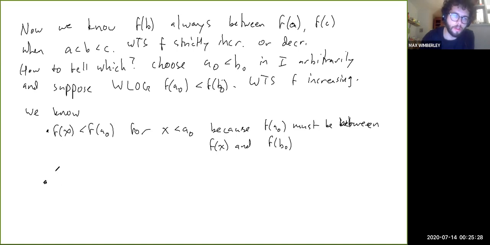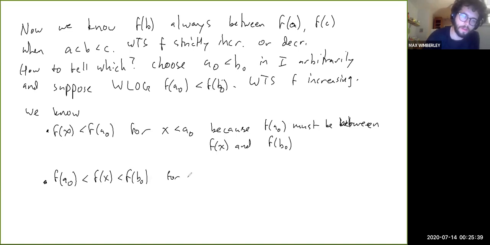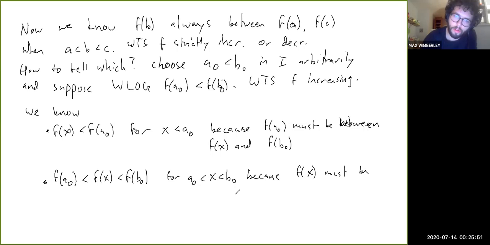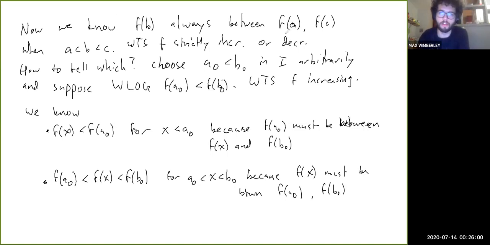So then also f of a naught is less than f of x, less than f of b naught, for a naught less than x less than b naught, because f of x must be between f of a naught and f of b naught. This is all just by what we just proved up here, that when one x value is in between two others, then the value of f at that point is in between the other two values of f.